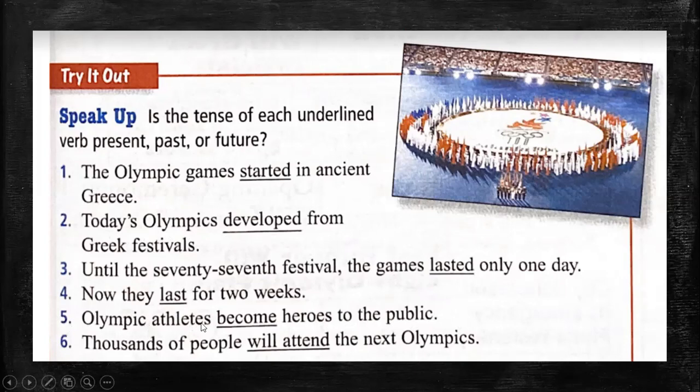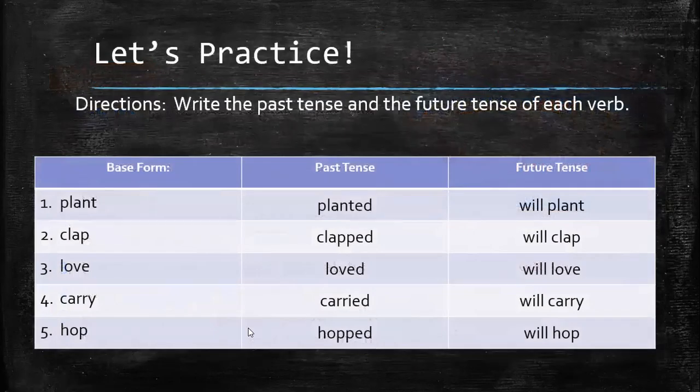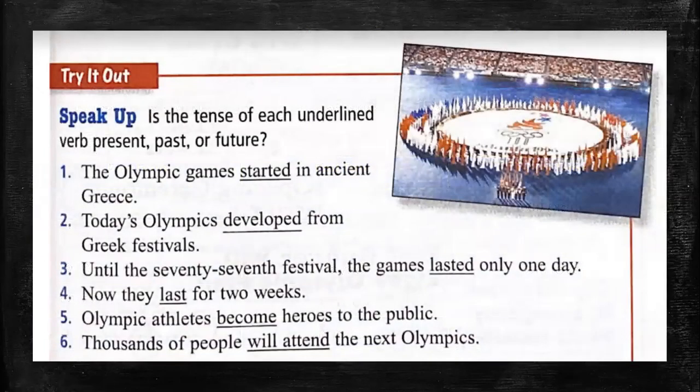Let's look at number five, become. Become is a verb. I don't see ed, right? This is an irregular verb anyways, but we don't see that it's in the past tense. The past tense of become is became. Again, this is an irregular one. We worked with become in linking verbs. Remember that one? Okay. And it's not in the future tense. So it's in the present tense.